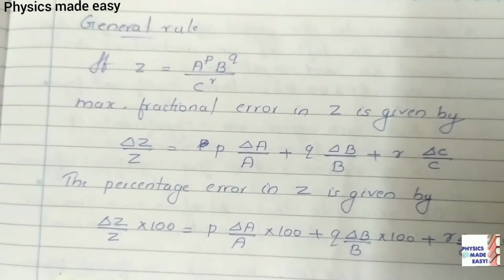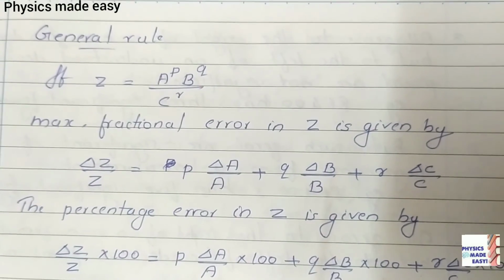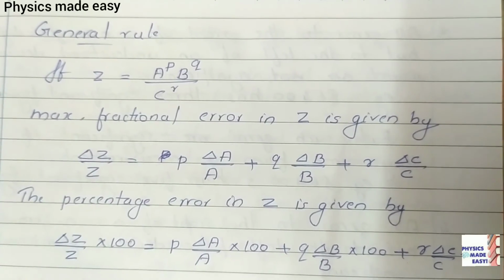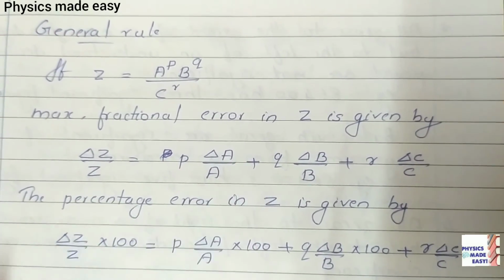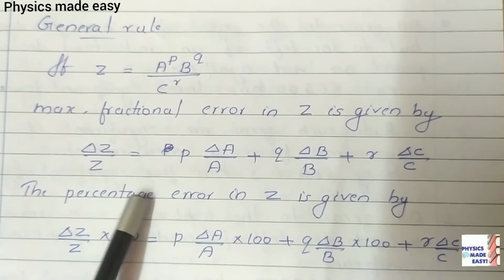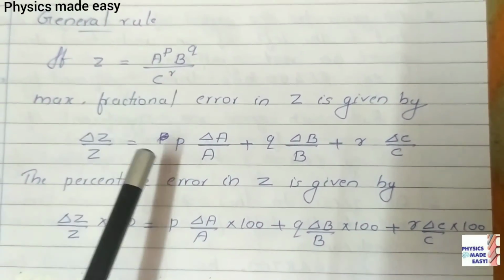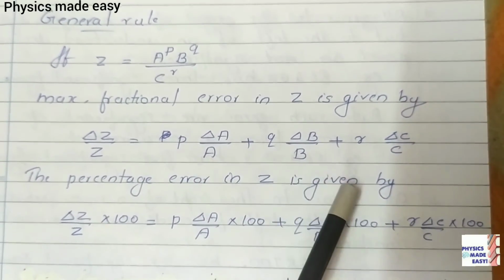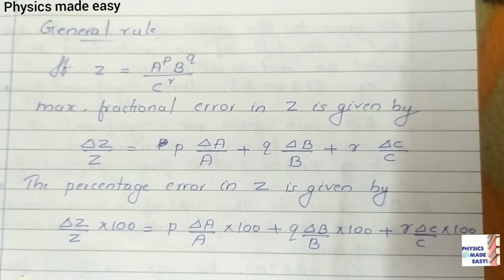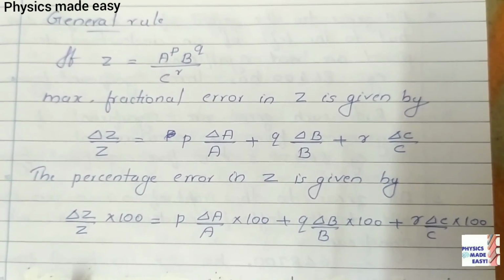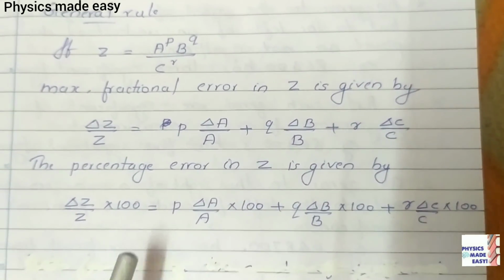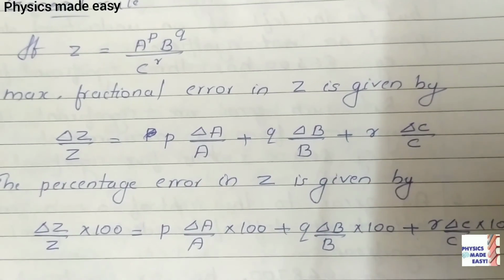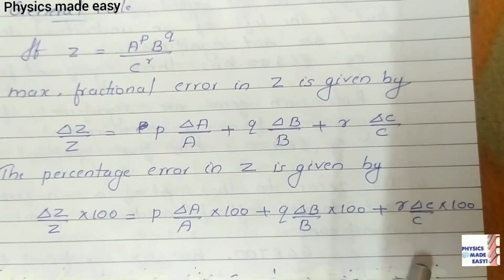Now one general rule you have to know: Z is equal to A raised to p, B raised to q, by C raised to r. Then the maximum fractional error in Z is given by delta Z by Z is equal to p into delta A by A plus q into delta B by B plus r into delta C by C. Then how can we write this as percentage error? Delta Z by Z into 100 is equal to p into delta A by A into 100 plus q delta B by B into 100 plus r delta C by C into 100.